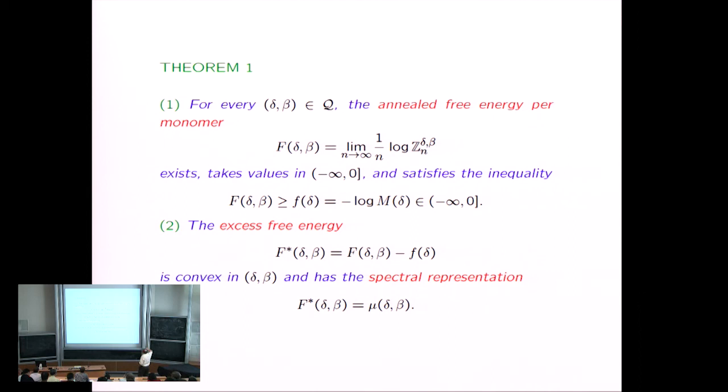so the free energy indeed has a limit. This limit is non-positive. Okay, and it is nevertheless finite, and it satisfies a certain inequality. It has a lower bound. This free energy is larger than or equal to F delta, and F delta is my abbreviation for minus the logarithm of the moment generating function of my charges. And so the free energy exists. It is bounded from above by zero, but it's bounded from below by something that is finite and negative.